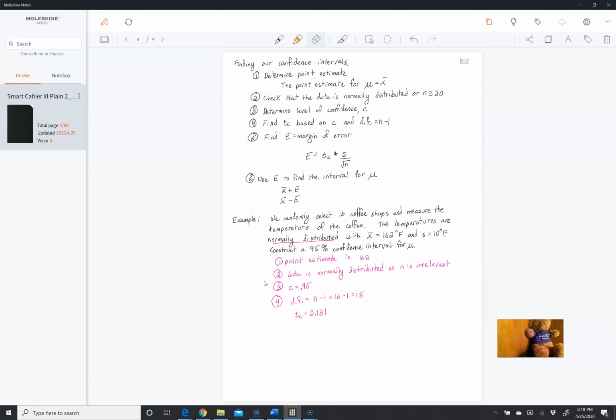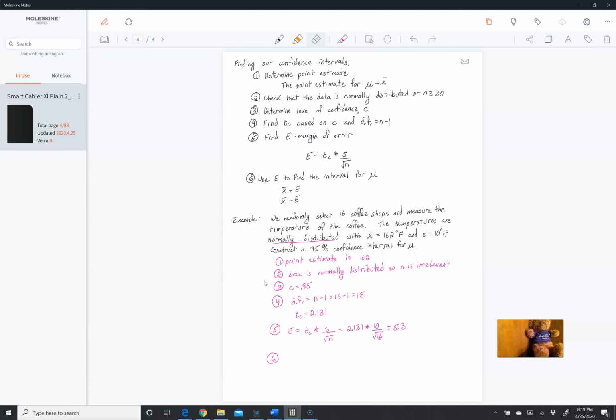Then we have to find our margin of error. So our margin of error is our T sub C times our standard deviation over the square root of n. So our T sub C is 2.131. Our standard deviation was 10, and our n was 16. So this is 5.3.